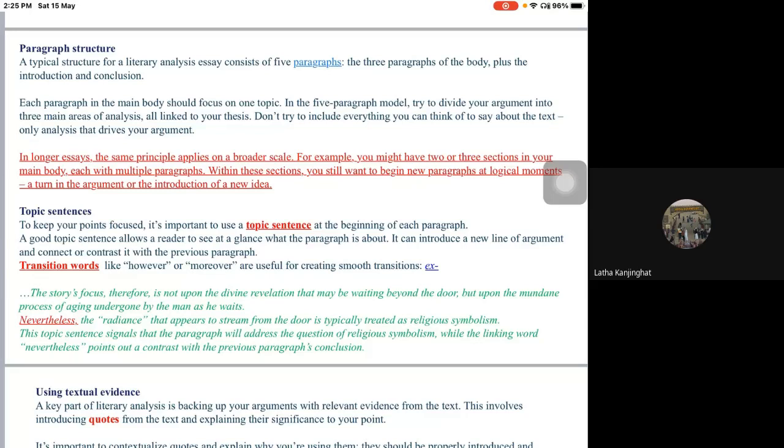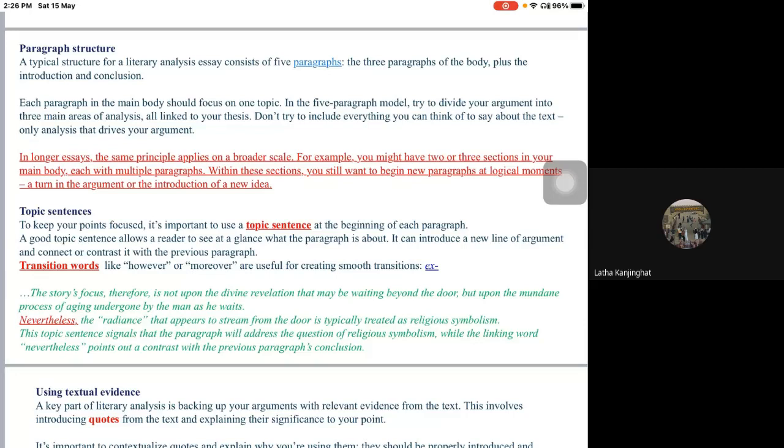In the five paragraph model, try to divide your argument into three main areas of analysis, all linked to your thesis. Don't try to include everything you can think of to say about the text, only analysis that drives your argument. This is a very important point. Don't write just anything that you feel can be written. Only write points that address the question in perspective. Write points that drive your analysis forward, that take your argument forward.